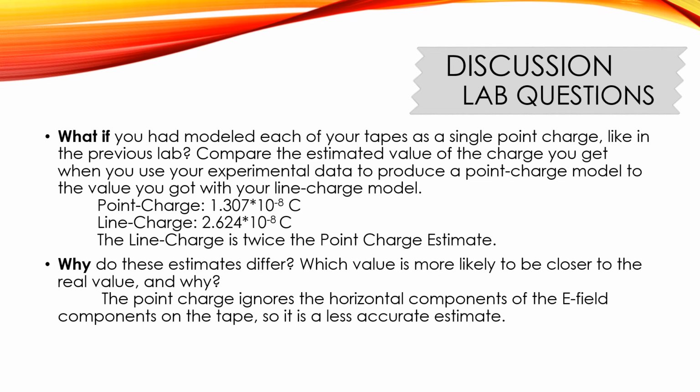Lab questions. What if we modeled each of our tapes as a single point charge like in the previous lab? Well, we got 1.307 times 10 to the negative 8 coulombs for point charge approximation, and now we have 2.62 times 10 to the negative 8 coulombs for our line charge approximation. We can see it's about twice the previous estimate. And why is there a difference and why does it matter? It's because the point charge approximation ignores horizontal components, so there is less charge being accounted for, and therefore it is less accurate.